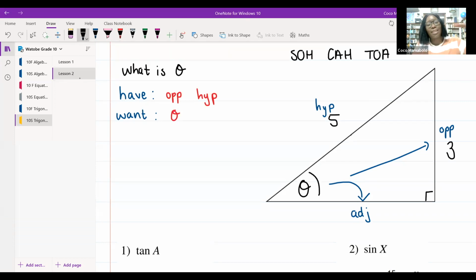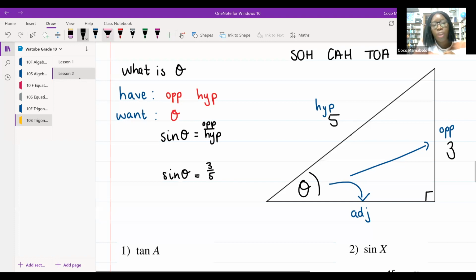Now, if I had to write this out as a ratio, I'm going to say that the sine of theta is equal to, give it to me with the numbers that I've given you. Opposite over hypotenuse, which is 3/5. Excellent. So I can go: sine of theta is equal to 3/5. Do you think we can calculate theta if we know this?